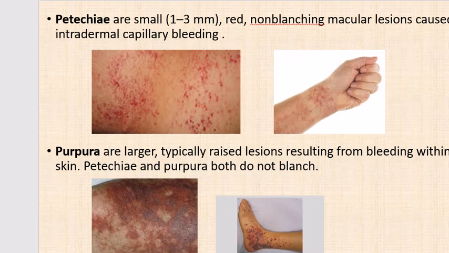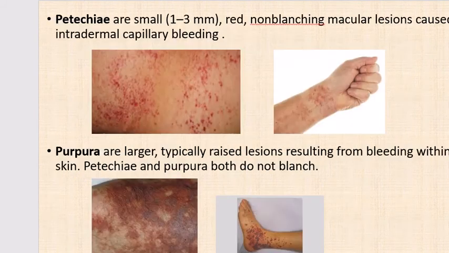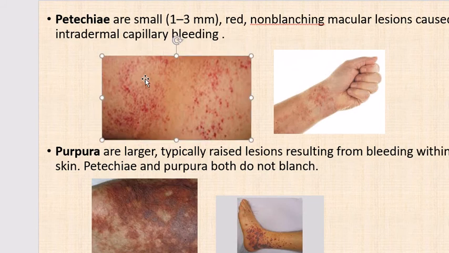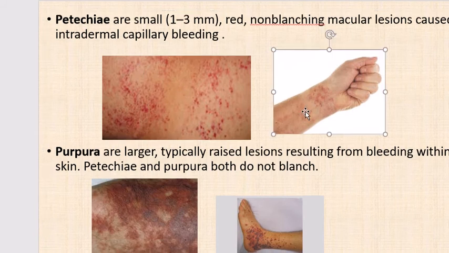Before going further, we should know some terms, importantly two terms which will be used again and again while talking about bleeding diathesis. One is petechiae. Petechiae means small, usually 1 to 3 millimeter, red, non-blanching macular lesions which are caused by intradermal capillary bleeding. Like this, small pinhead size 1 to 3 millimeter lesions, reddish areas, like this and like this.